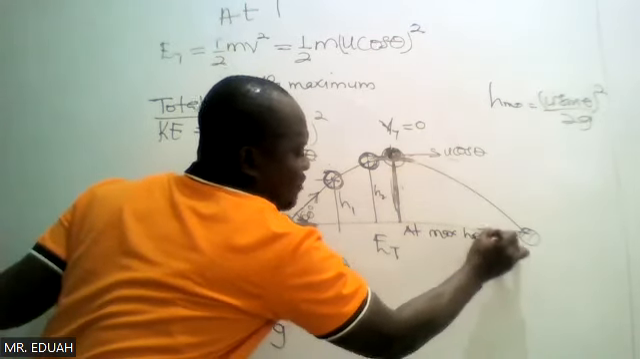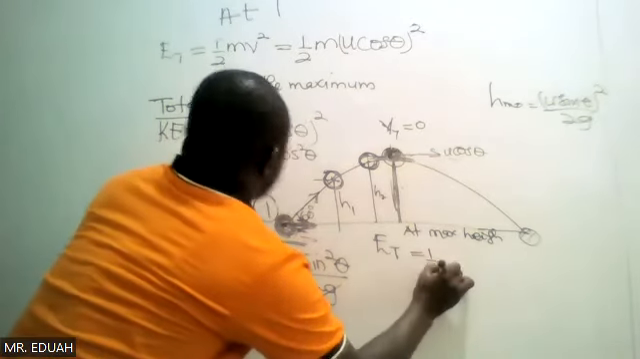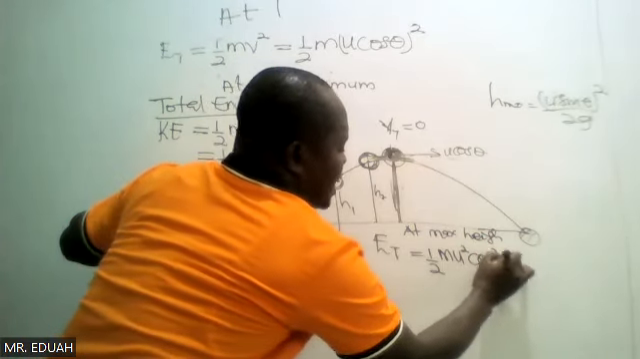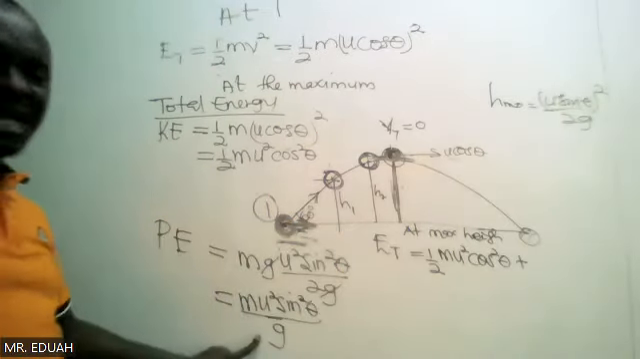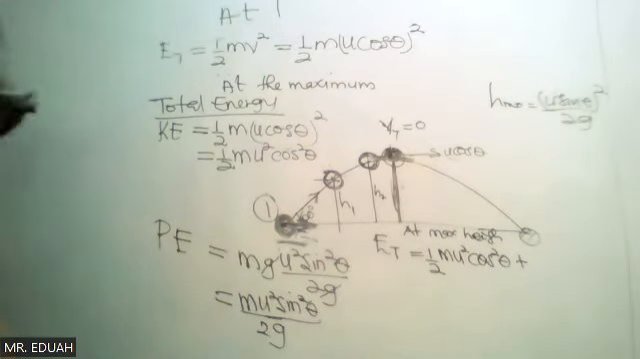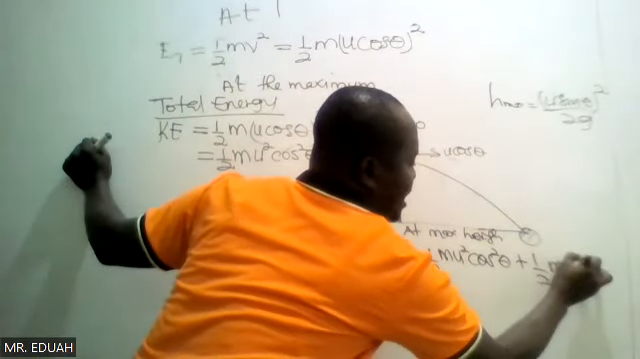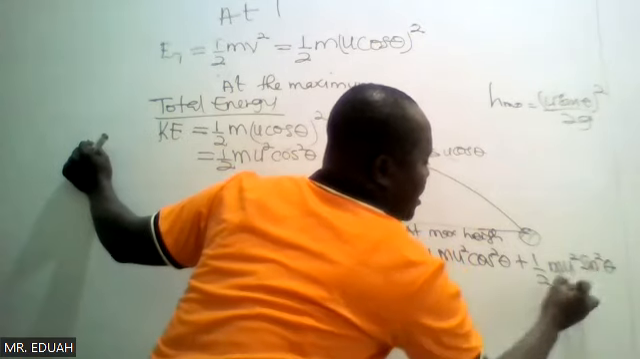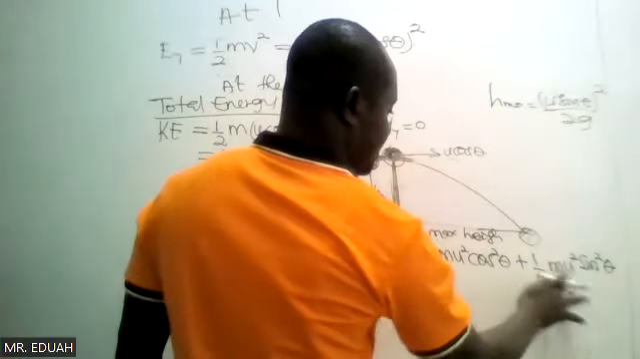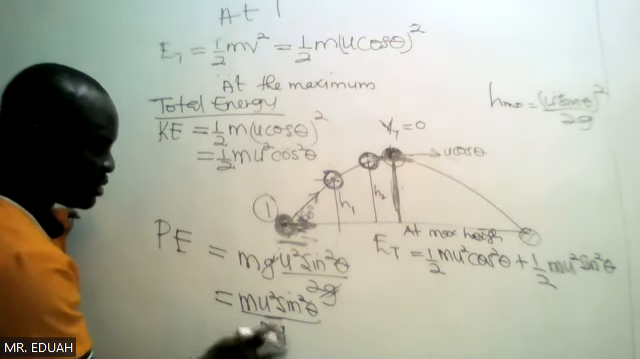E total possessed by the body at the maximum height, we have the kinetic energy, which is half m u squared cos squared theta, plus the potential energy, which is half m u squared sine squared theta. The g has been cancelled out. We cancelled out the g.